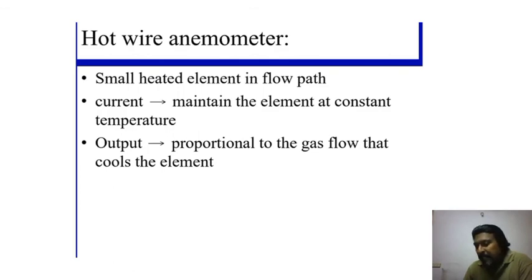Whenever there is a change in the temperature because of the breathing or else because of the gas flow, that's going to upset it. So we have to bring back the current in such a way that the same temperature will be regained, and the amount of current which we utilize for regaining the temperature is proportional to the gas flow. This is how it works.